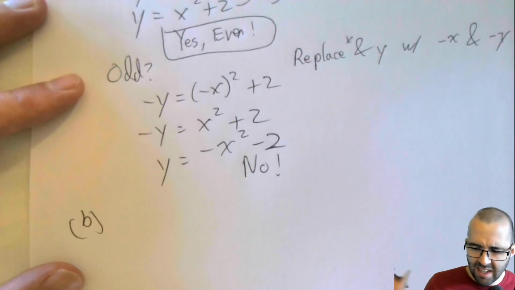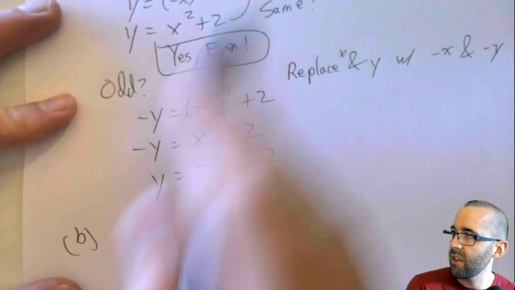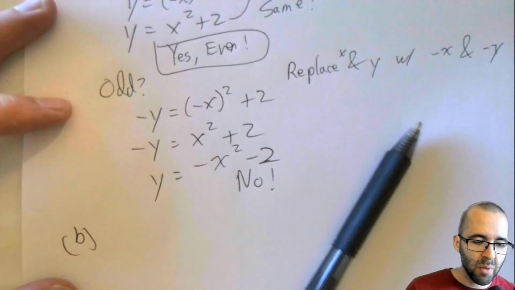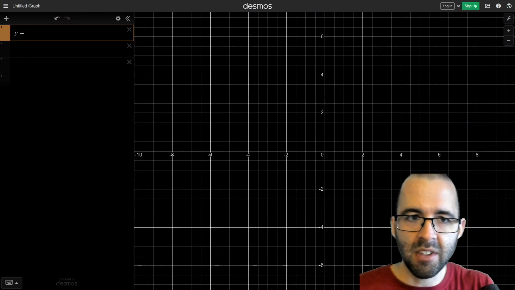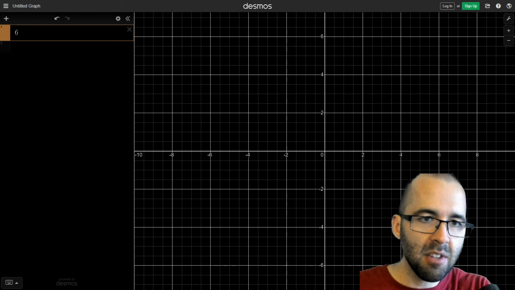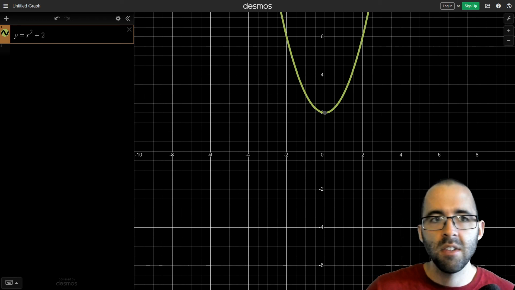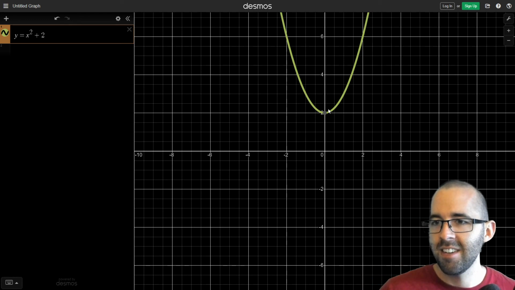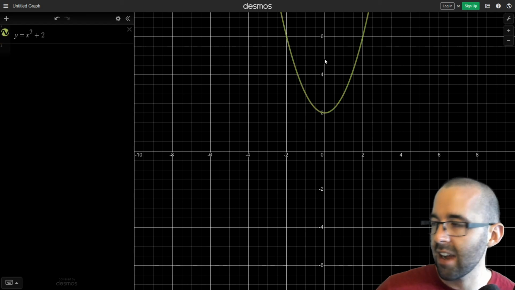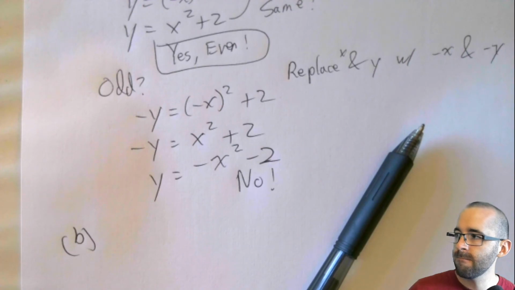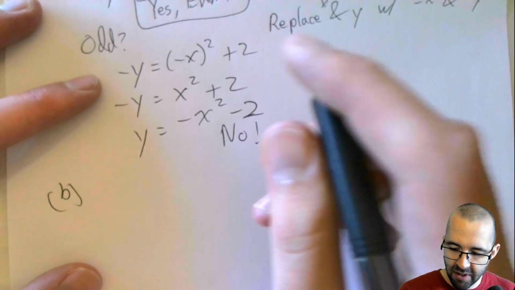Let's look at a slightly different perspective on this problem. You can use this perspective to say whether it's even or odd. But before we go on, I do want to show this off. I told you this function, y equals x squared plus 2, is an even function, and hopefully I didn't lie to you. Oh, we're green now. Notice how this is an even function. It's symmetric with respect to the y-axis. Let's look at another way of approaching these problems in part B. It's the same thing, but a little different.